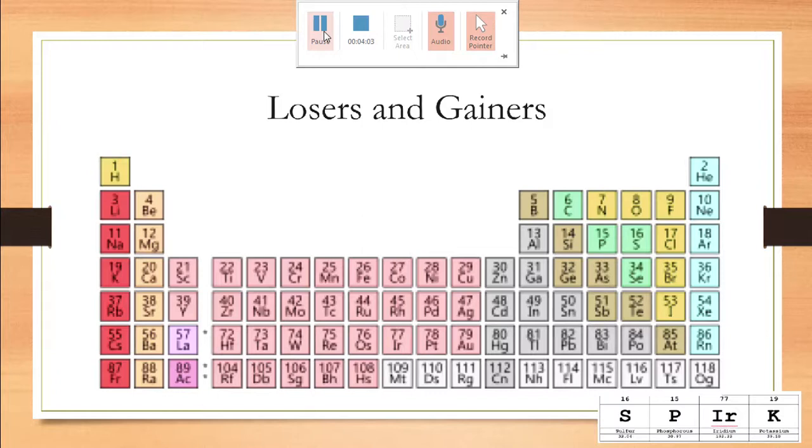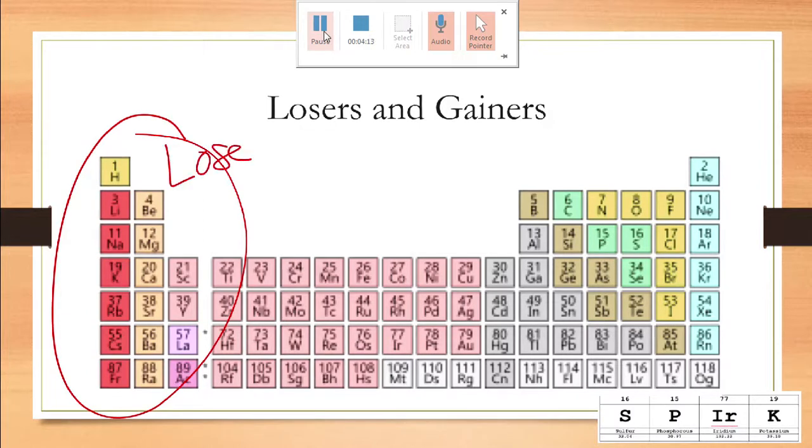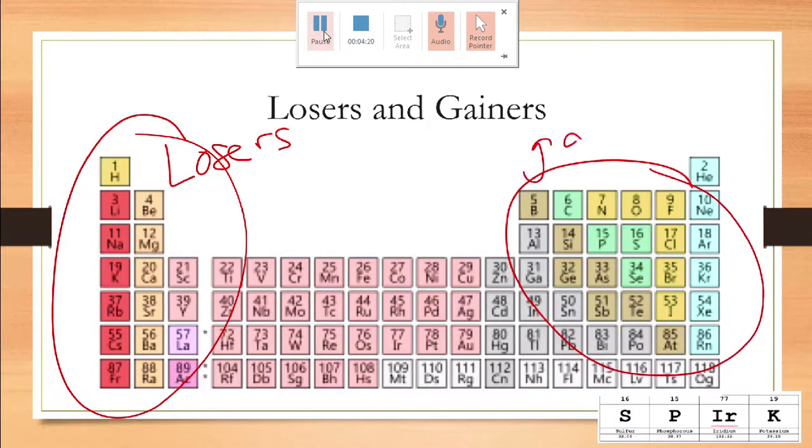Another way that I like to remember which side of the periodic table is positive and which side is negative is to think about them being losers and gainers. Over here on the left side, we have our losers because they are going to lose electrons to become positive. And over here on the right side, we have our gainers because they gain electrons and have negative charges.